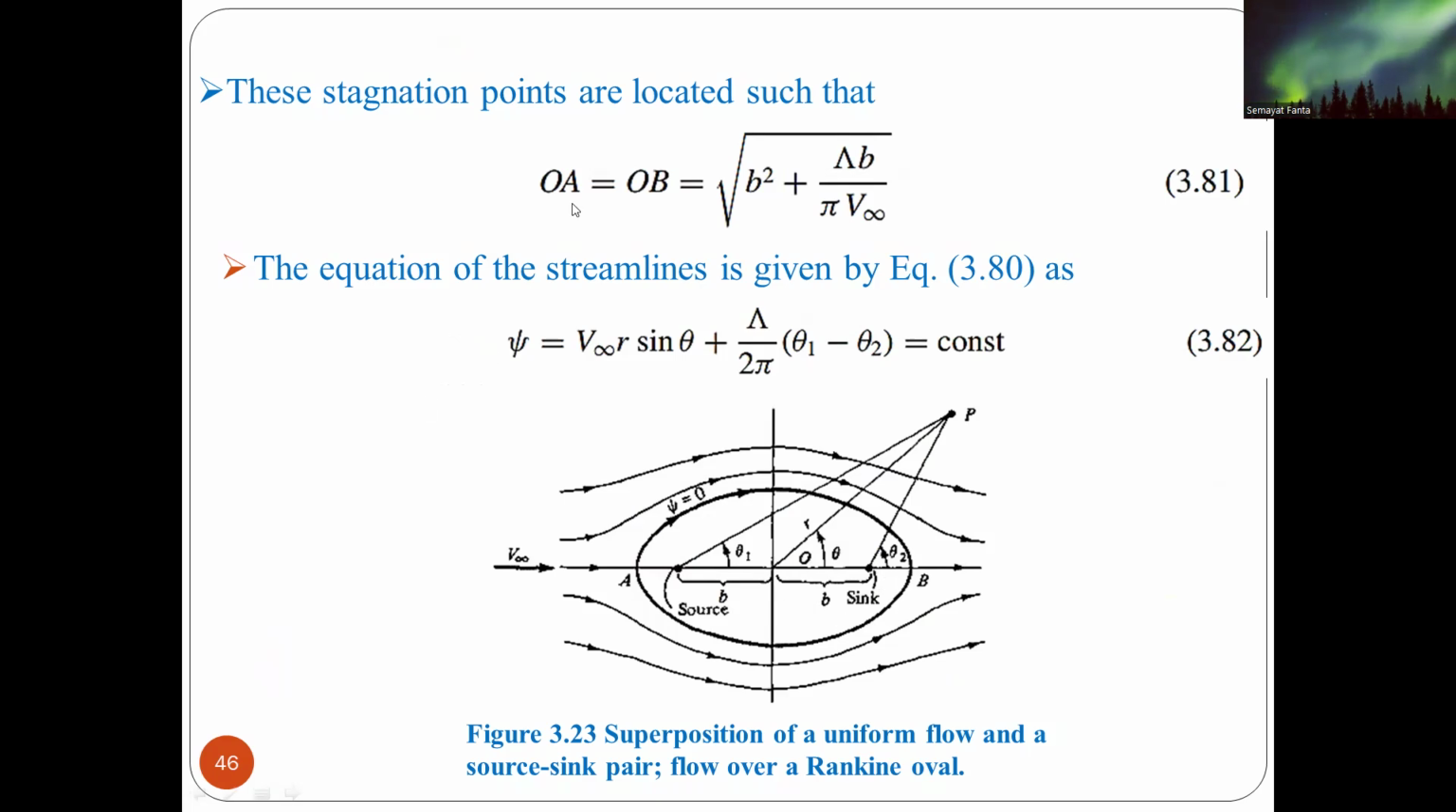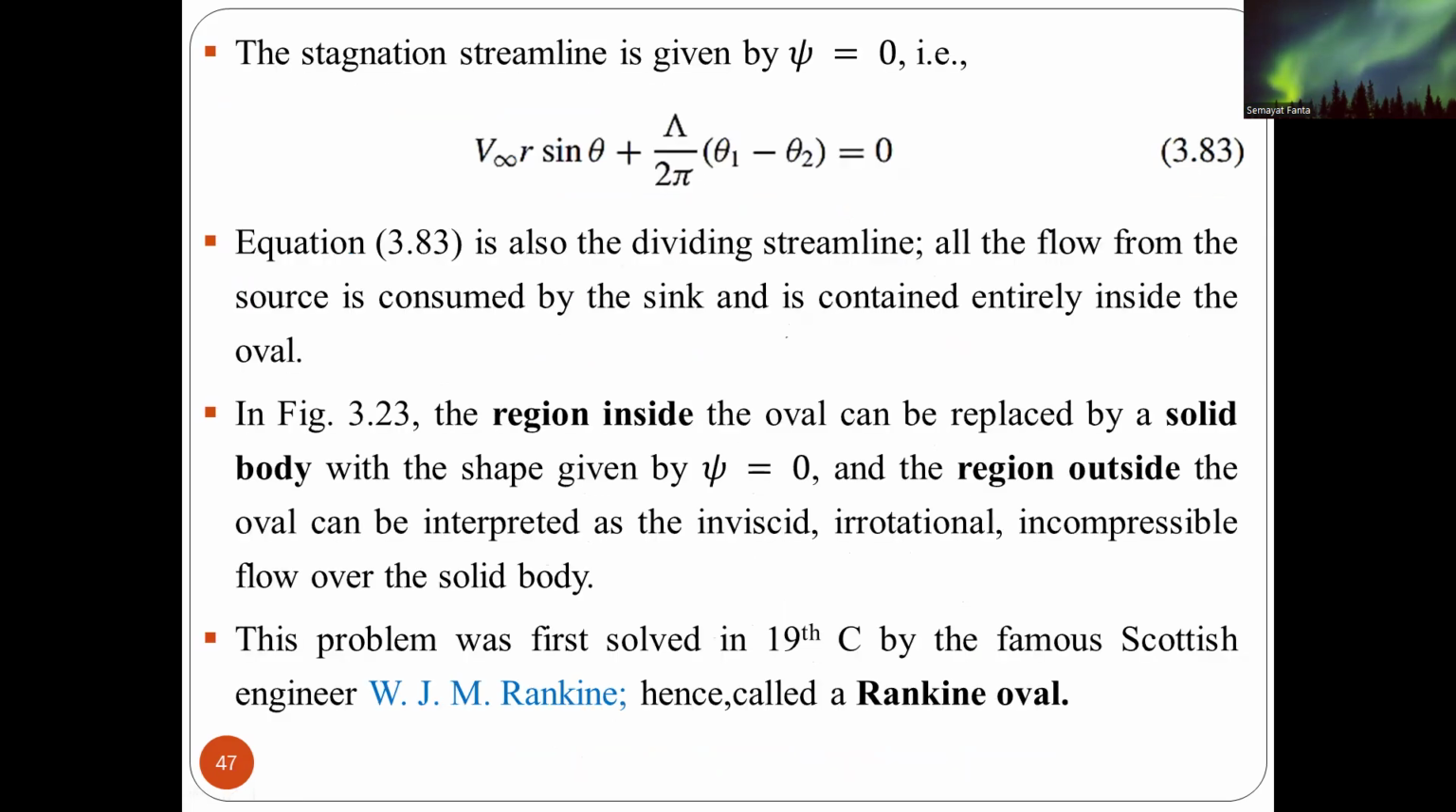So its equation is psi equals V infinity r sine theta plus the field strength divided by 2 pi times theta 1 minus theta 2. So this theta 1 and theta 2 are the angles made for some point P from the source and from the sink, which is located at distance r. The flow becomes uniform at the top and bottom here. It is kind of a streamline flow. So this is the source, sink, and uniform flow combination. Okay, so it is called Rankine oval.